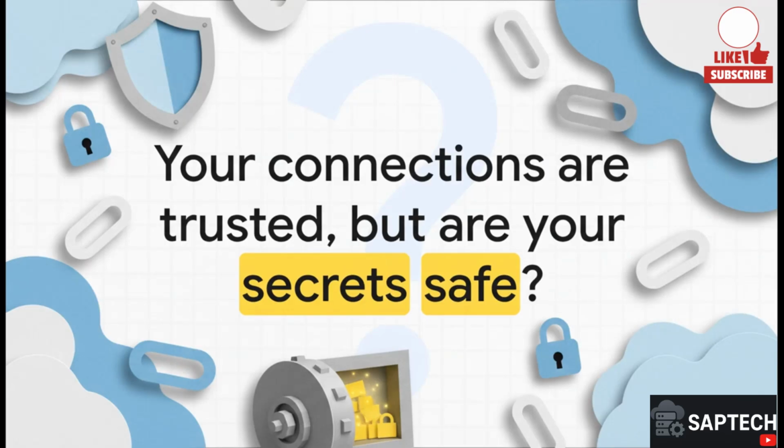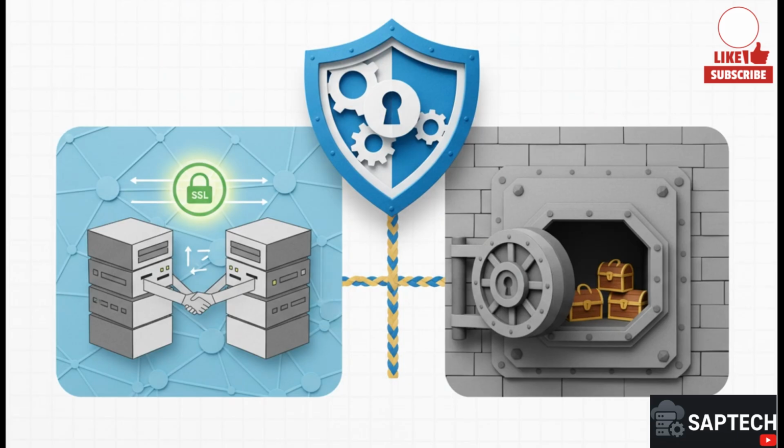And this brings us to the final and maybe the most critical question. You can have that green padlock on all your connections. Your system's identity can be trusted by the whole world. But if the secrets inside your system aren't just as protected, you're only halfway there. So here's the ultimate takeaway.